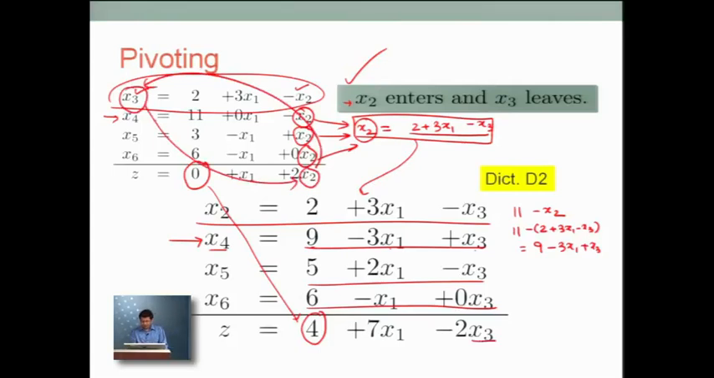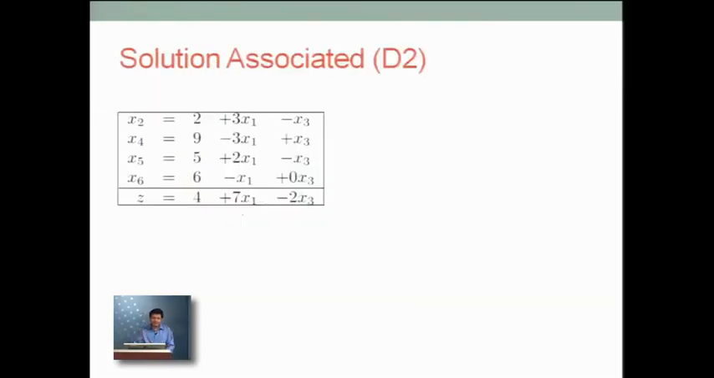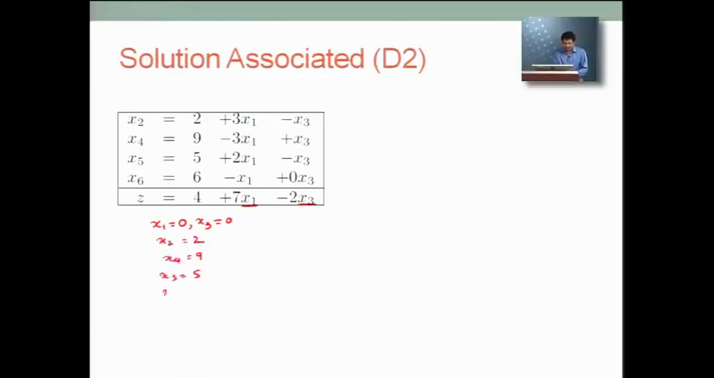So therefore in the new dictionary x3 is here and x2 is here. Okay, now let's look at the solution that's associated with D2. The non-basic variables x1 and x3 are 0. These two are 0. The basic variables: x2 is 2, x4 is 9, x5 is 5, and x6 is 6. And z is 4. Okay, so that's the solution associated with this dictionary.